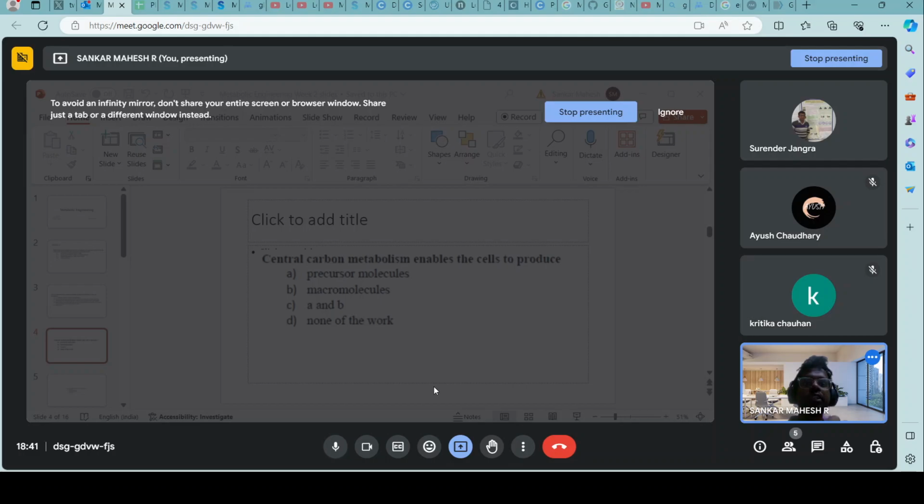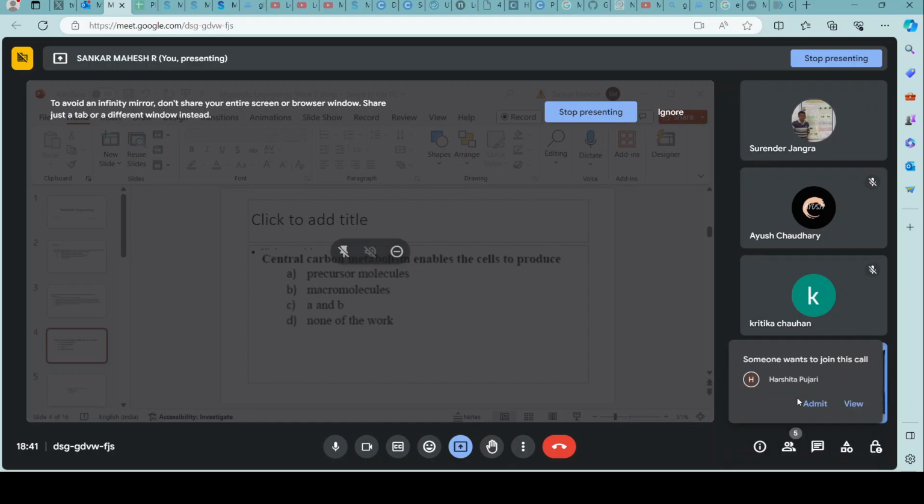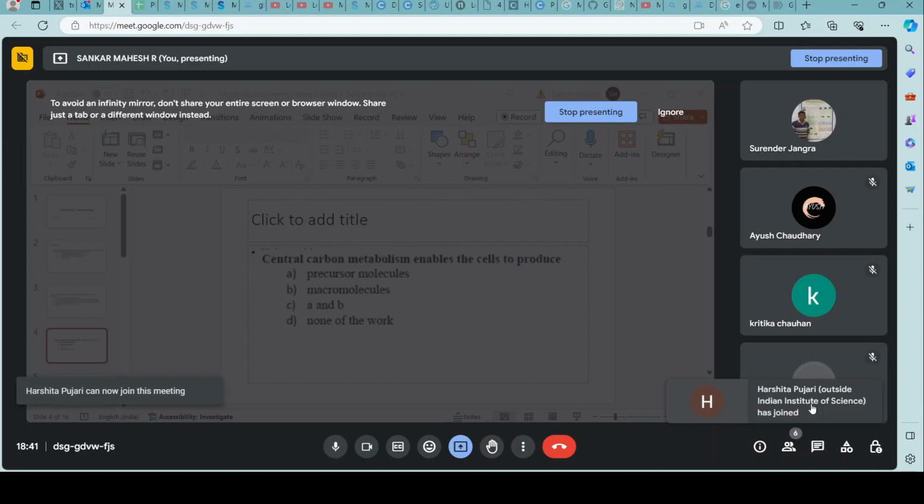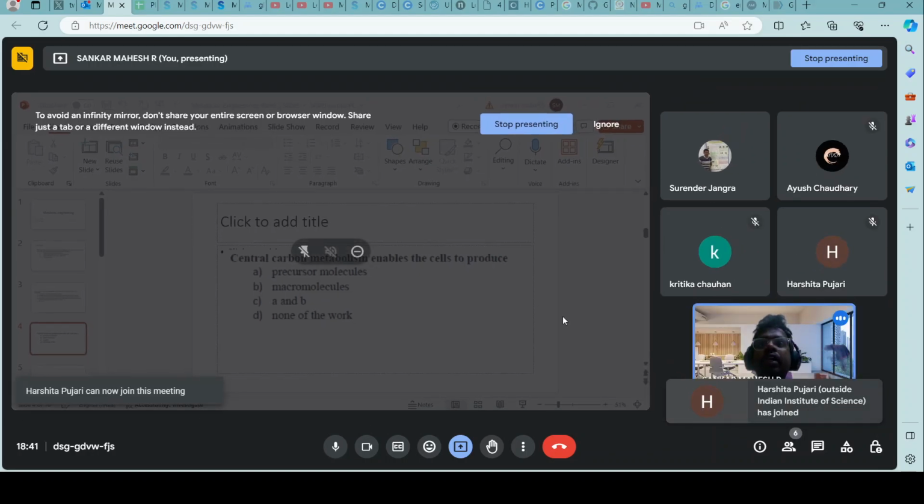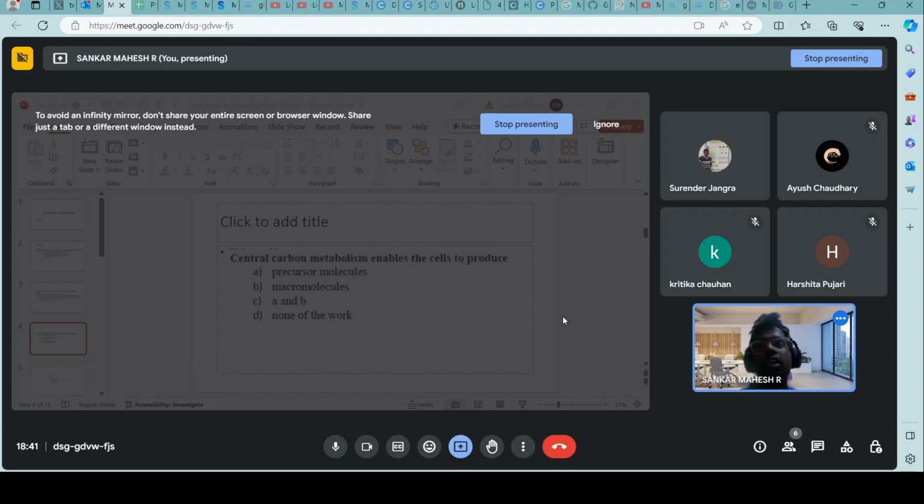Kritika and Ayush, was it clear? It is asking what central carbon metabolism enables the cells to produce. So that way, central carbon metabolism also contributes to biomass as well. But among the given options, since both of these, precursor molecules and macromolecules, are indirectly being produced by central carbon metabolism, the right answer is option C.